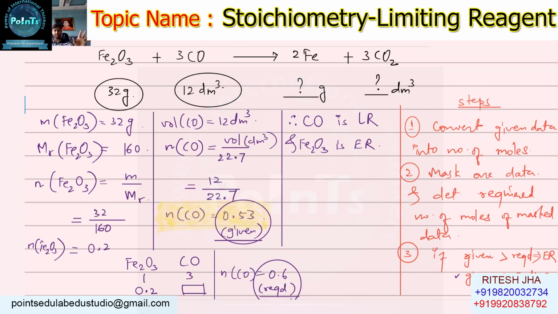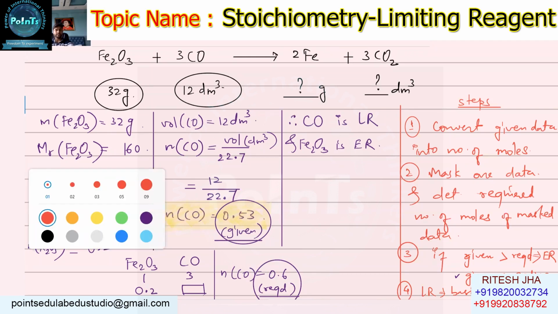So guys, so far everything is good, right? Everything is clear, right? Now the final step. Now the final step is to make the limiting reactant the basis. Limiting reactant becomes the basis for other calculations. Okay, what do you want to determine here?